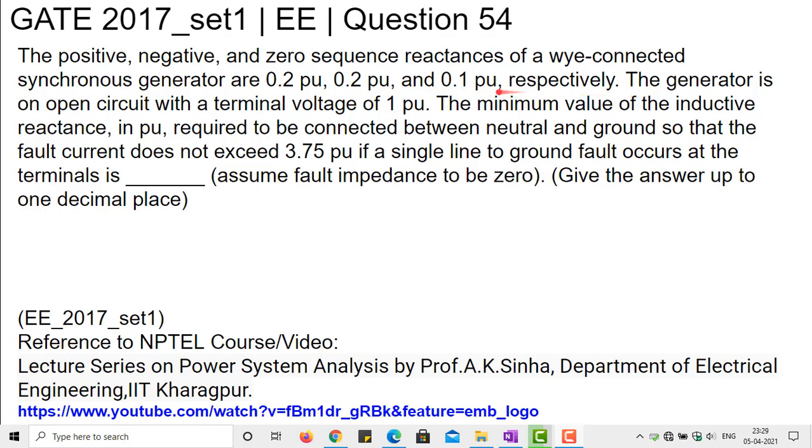The generator is on open circuit with a terminal voltage of 1 per unit. The minimum value of the inductive reactance in per unit required to be connected between neutral and ground so that the fault current does not exceed 3.75 per unit if a single line to ground fault occurs at the terminals is? To know the detailed modeling of the LG fault, audience can go through the given NPTEL video lecture.